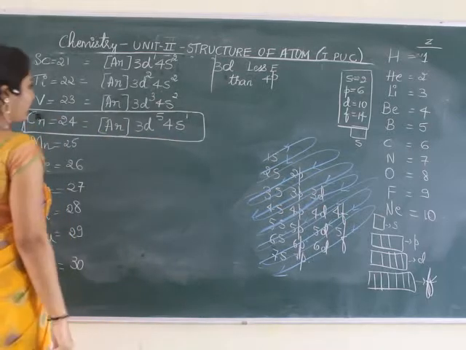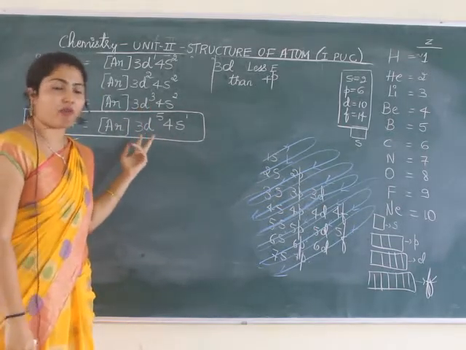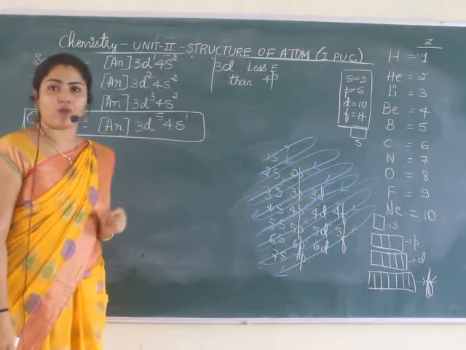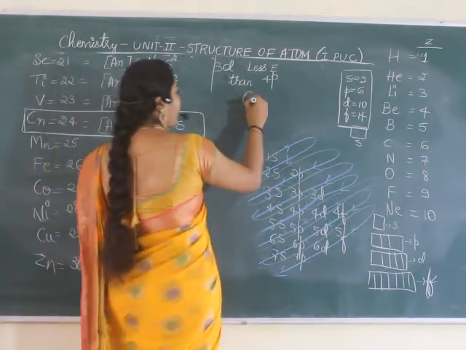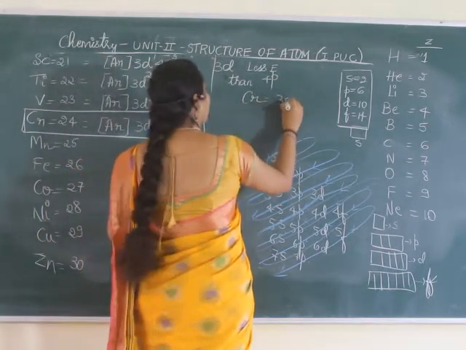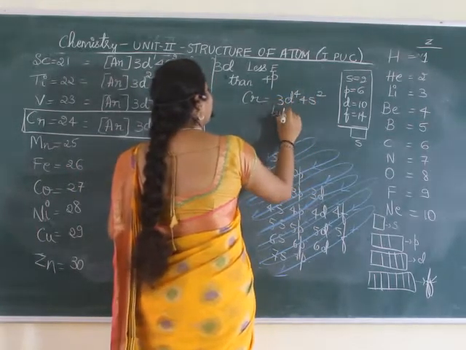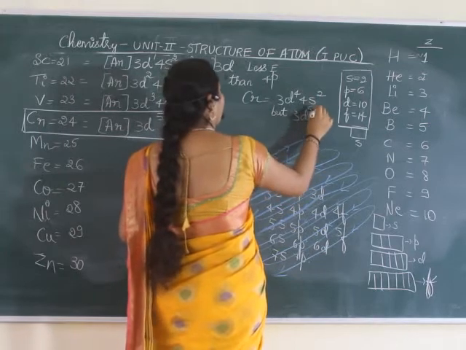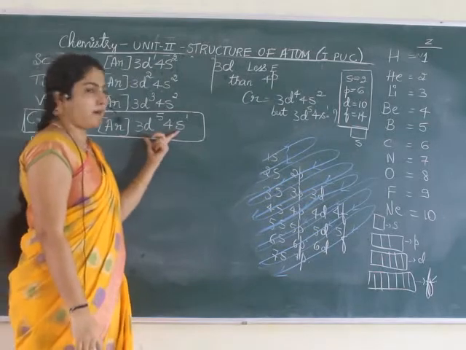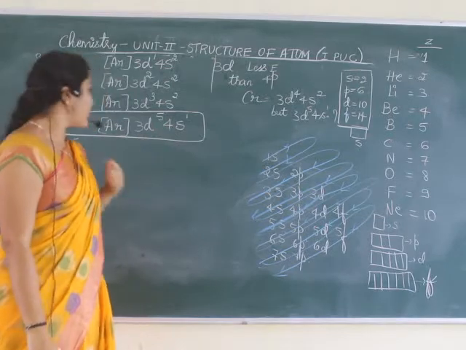Now you can ask me why I haven't written it in the same order as the previous ones. Why have I not written 3d4 4s2 here? I could have written 3d4 4s2, but it's not 3d4 4s2. Instead, it is 3d5 4s1. What is the reason? For chromium, they ask this question: why is the configuration not 3d4 4s2 but 3d5 4s1? I'll speak about it later and tell you why these exceptions occur.